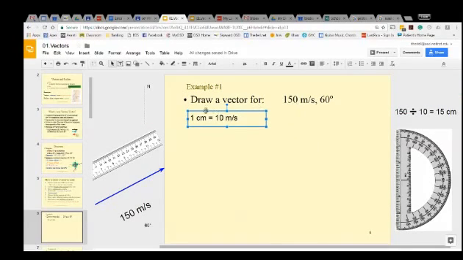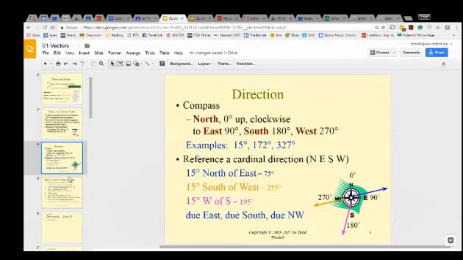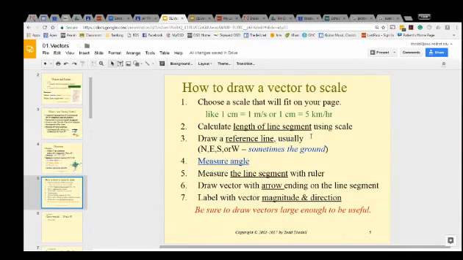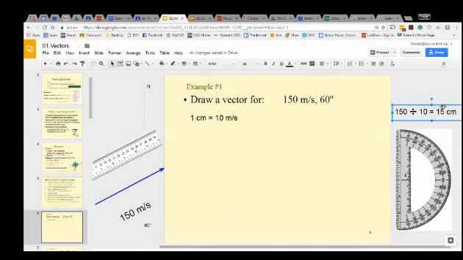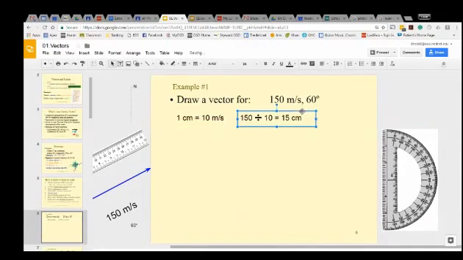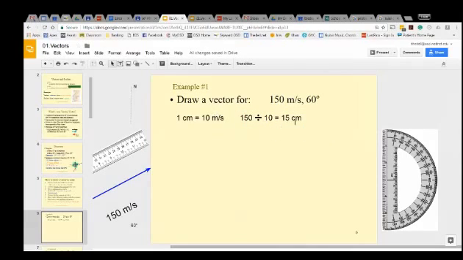That's a reasonable amount. You want to try to keep the scale as usable numbers like 10 or 5 or 25 or 100, things that seem reasonable. The next step is to calculate the length. Ours is 100, we want 150, so we take the 150 meters per second and divide that by 10. So our vector is going to be 15 centimeters long.